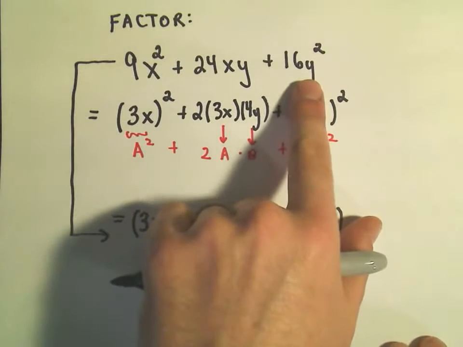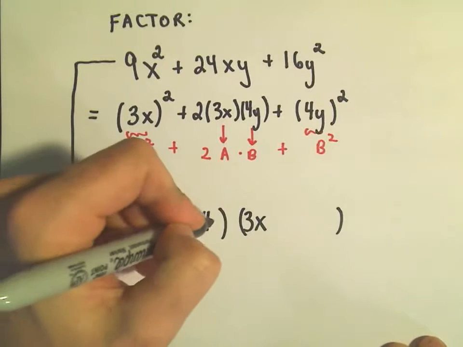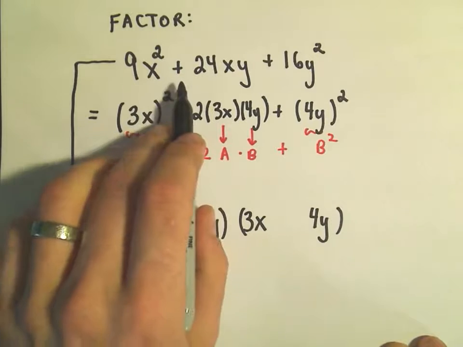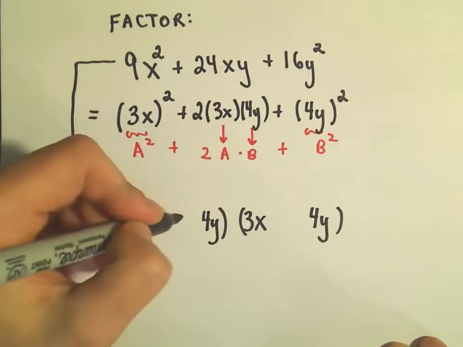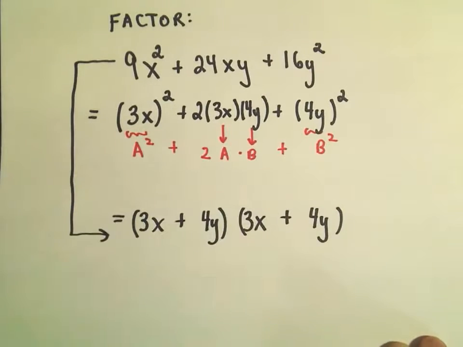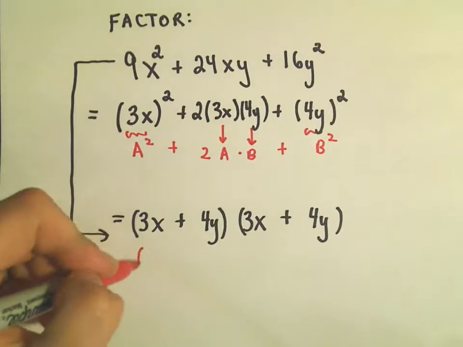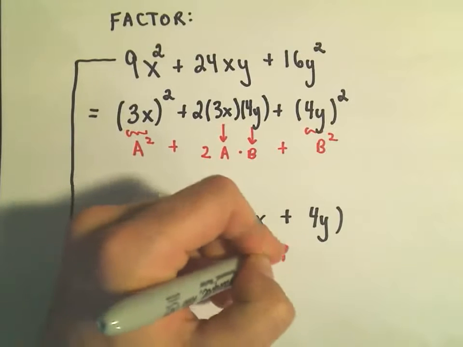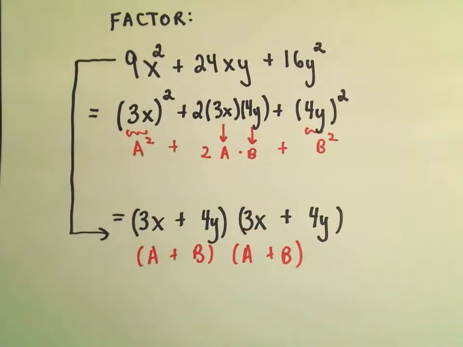The same thing to get the 16y squared. I could use a positive 4y and a positive 4y. And then I recognize that the sign in the middle is positive, which means I would need 2 positives in the middle. Which again says we now have a plus b times a plus b, just like we did a second ago in the general formula.